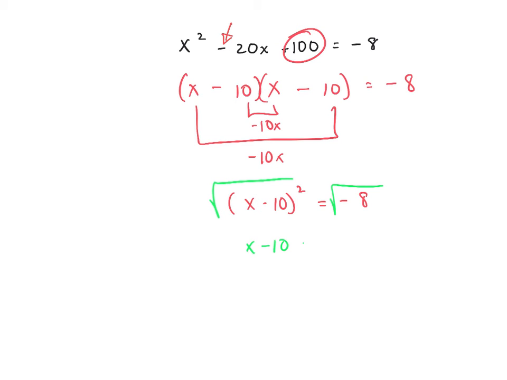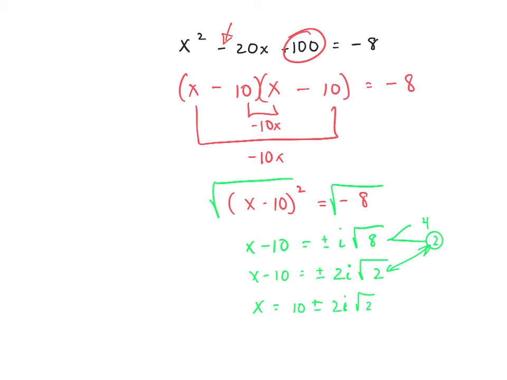x minus 10 equals, got ourselves a plus or minus i root 8. Now we got to factor that 8 down and kind of clean it up. We've talked about this. This is 4 times 2. I can square root the 4. So it's x minus 10 equals plus or minus, I square root the 4, which is 2. And then I got that extra 2 that's hanging on inside. Take the 10 over, just throw it in front. 2i root 2. And we are done.